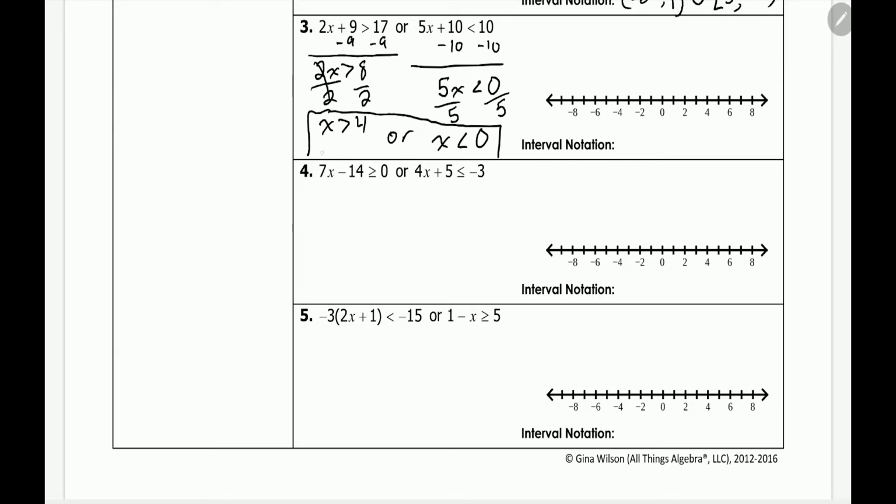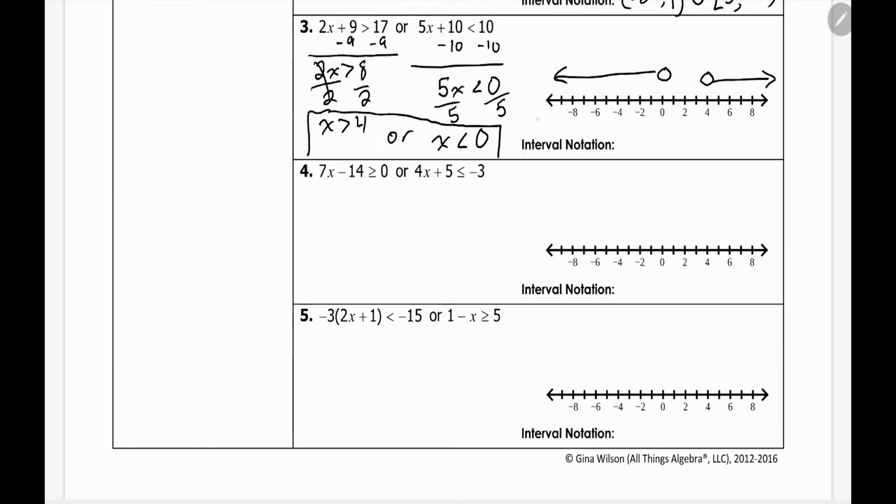Let's do the first one. X is greater than 4. We go to 4. It's a greater than symbol, so we have an open circle. And where are the numbers that are greater than 4? Well, they're to the right. That's the first one. We have x is less than 0, so we go to 0. We have a less than symbol, so it's an open circle. And where are the numbers that are less than 0? Well, they're to the left.